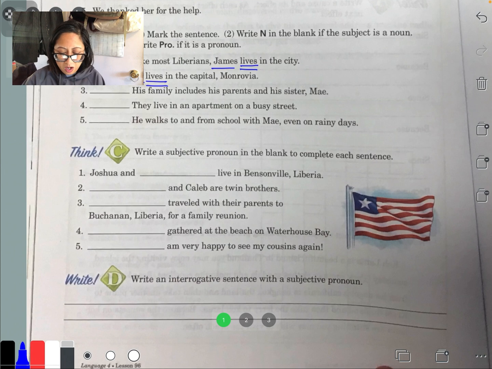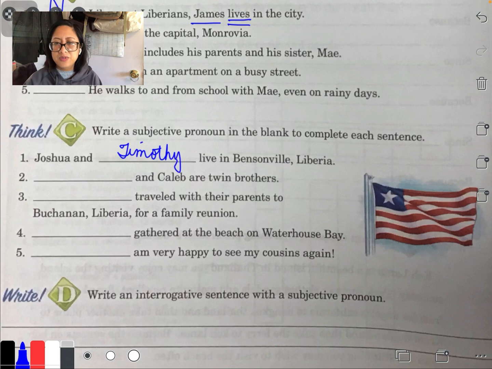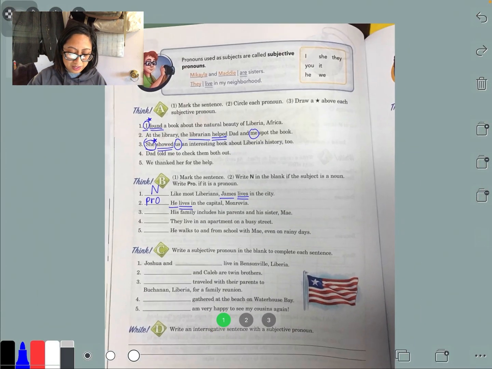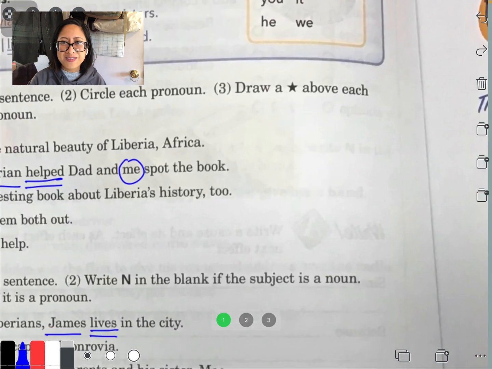Think C. Ooh, write a subjective pronoun in the blank to complete each sentence. Here, you can write your own pronoun, okay? But you can't write a noun. You cannot say, for number 1, Joshua and Timothy live in Bensonville, Liberia. You cannot put a name. You've got to put a pronoun. And guess what? It has to be one of these pronouns.